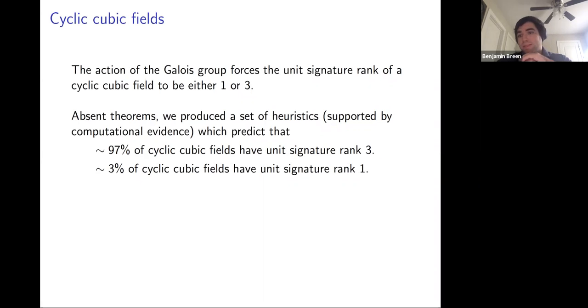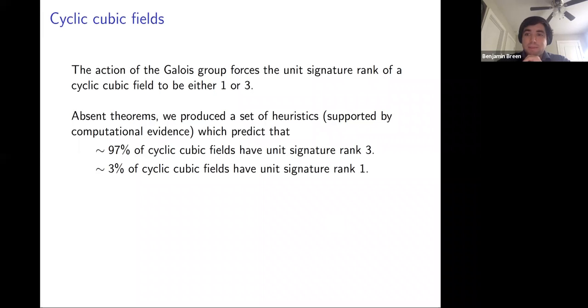So now these heuristics are interesting and they're a great point to talk on, but I'm not going to do that today. What we wanted to do is come up with some sort of theoretical backing for these heuristics. And so the first thing you might want to think about is, can we prove that there is some positive proportion of cyclic cubic fields with unit signature rank 3, or a positive proportion of fields with unit signature rank 1?